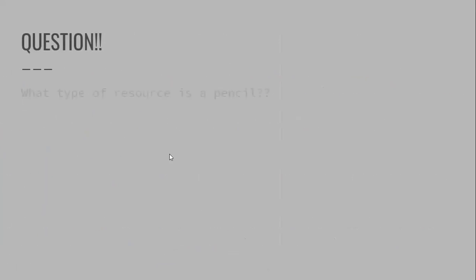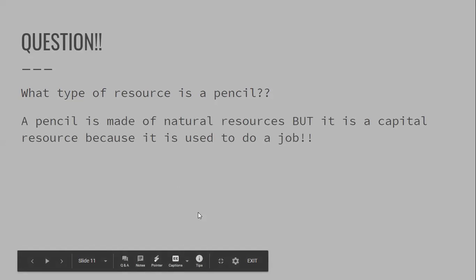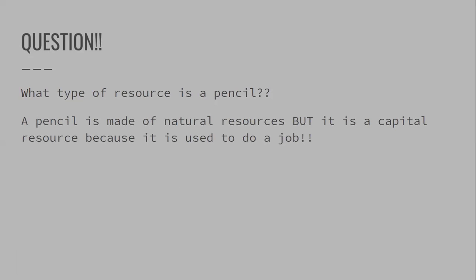So let's have a quick question. What type of resource is a pencil? Think about it. What could a pencil be? Is it a natural resource, a man-made resource, or a capital resource? You can pause the video and think about it. All right, a pencil is made of natural resources, but it is a capital resource because it is used to do a job. So for example, you can use a pencil to do your homework.